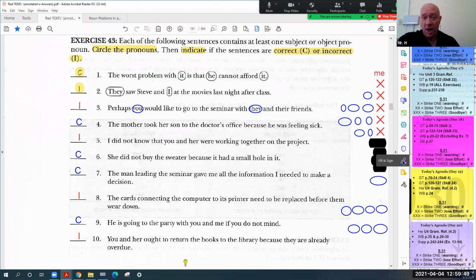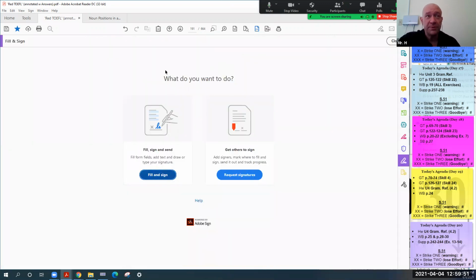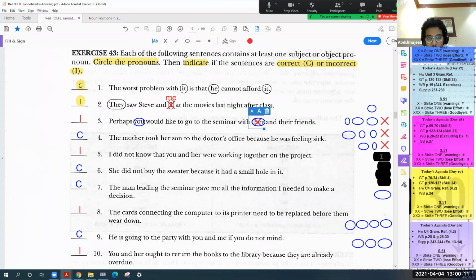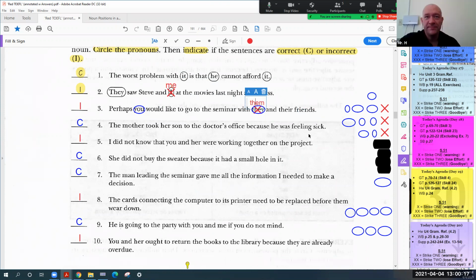I think me goes up. Me goes up here, number one or two, right? So we'll move this one over here. Me, okay? And we'll put an X here. And then you said this is wrong, right? They? Why is it wrong? Because after the preposition, you should write the object. Yes, we want to use them.